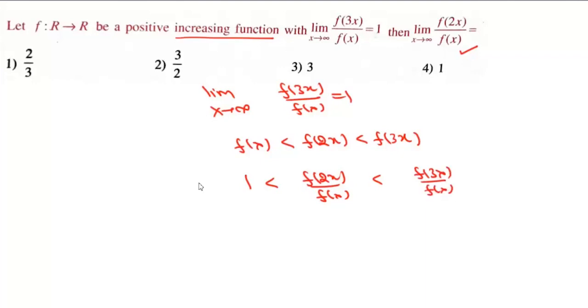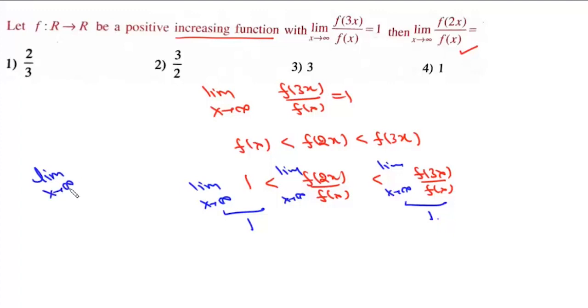Now if we take this limit as x tends to infinity, this is 1 and in the question it is given that this limit is also 1. Then from the sandwich theorem we can say that this limit as x tends to infinity of f(2x) upon f(x) will also be 1, and that's your option 4.